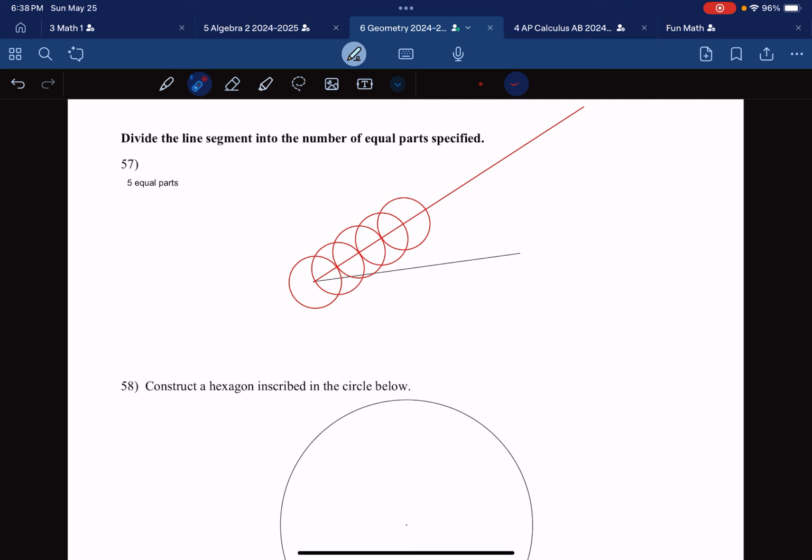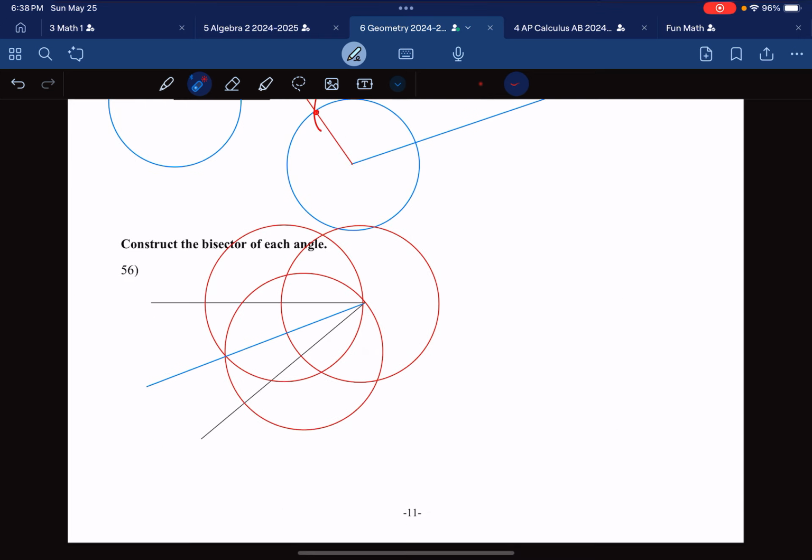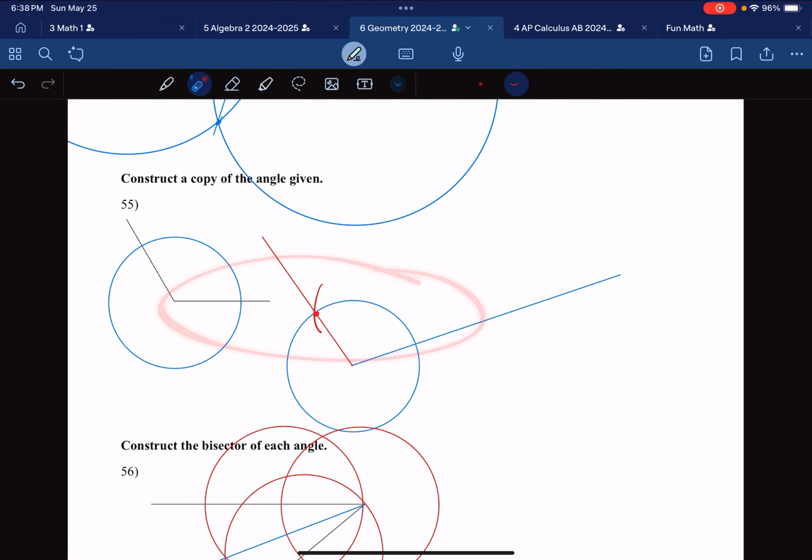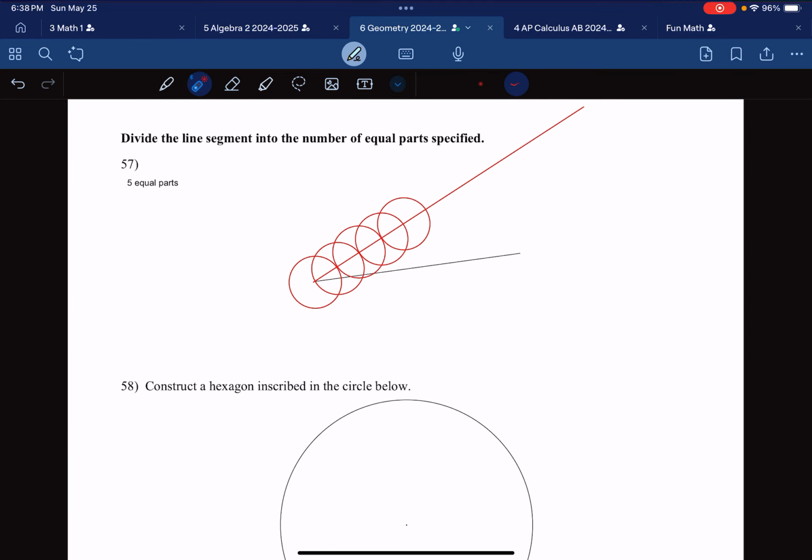And then from there, I'm going to just do an angle copy. Essentially what I want to have happen is I want some line where this line and this line are parallel to each other. The way that we do that is by doing an angle copy, which we just did last time. This exact move that we did in 55, we're doing an angle copy down here.